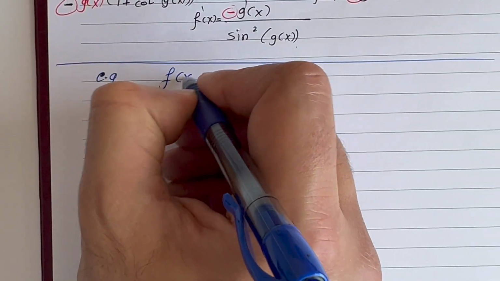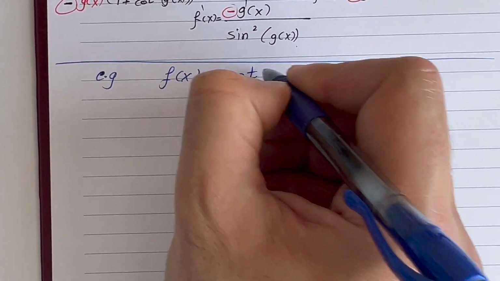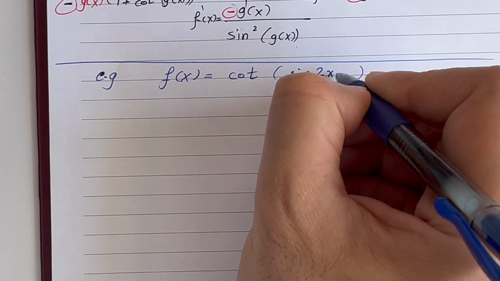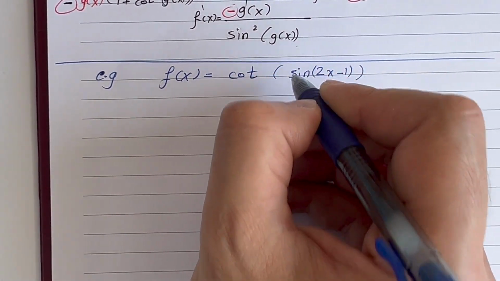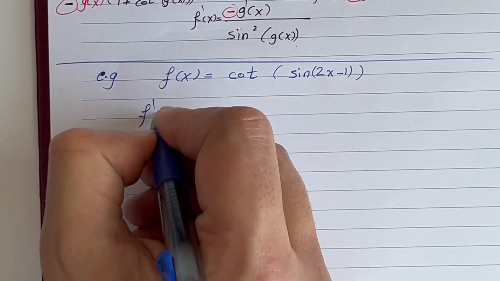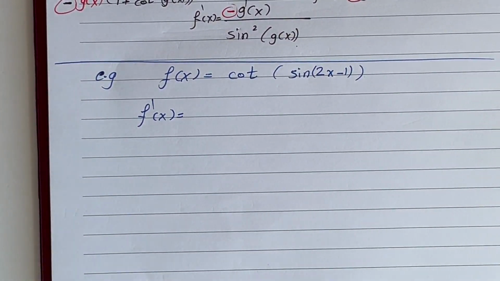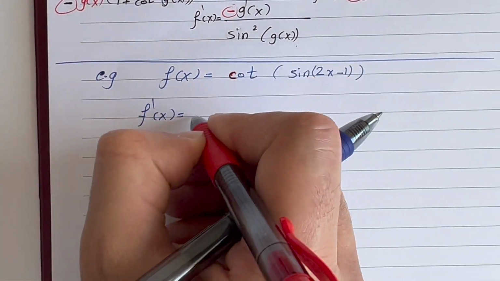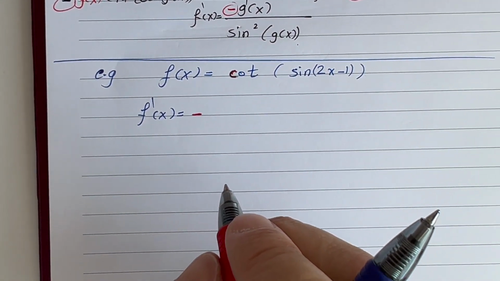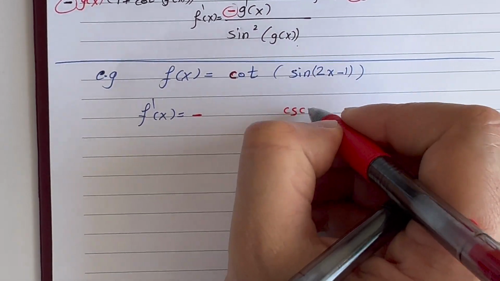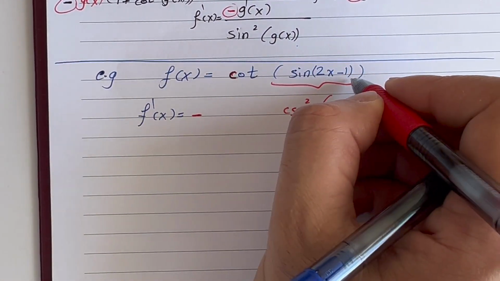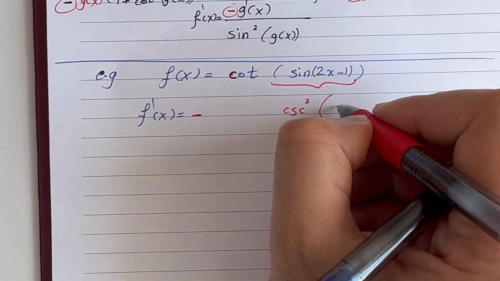Example. f(x) equals cotan(sin(2x minus 1)). So there's a trigonometric function inside a trigonometric function. The rule says, since cotan starts with c, the derivative must have a negative. I would use cosec squared, the same angle. Here is the angle. All of this, sin(2x minus 1), is an angle inside cotan.